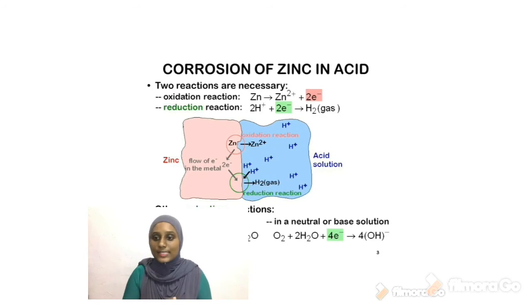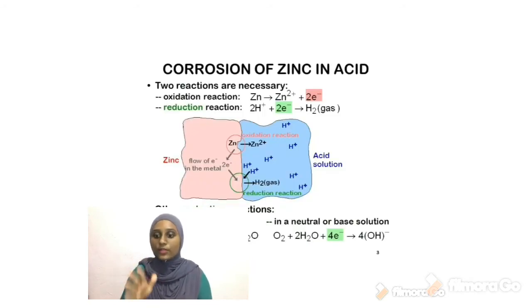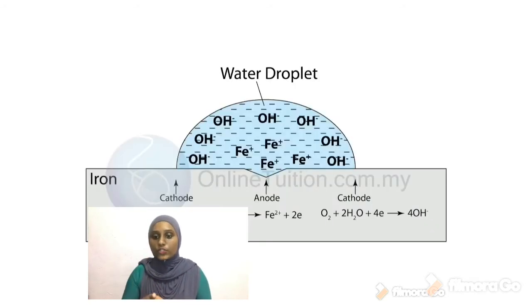The first reaction is where zinc gives up a couple of electrons and moves into the acid solution as a zinc ion. So zinc goes into the acid solution. The electrons are flowing in the metal. We call this kind of reaction an oxidation reaction. So that's one of the two reactions that are required.